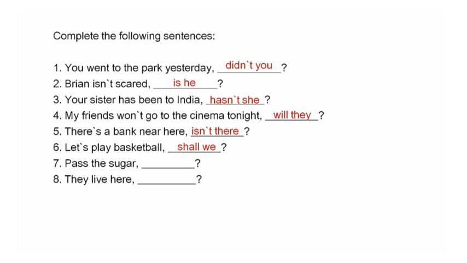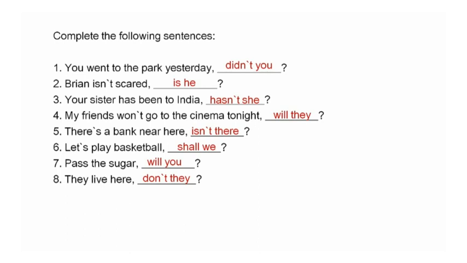Number 7, pass the sugar. Try to guess the correct question tag here. And the correct answer here is will you. And the last example in this exercise, they live here. What do you think is the correct answer for this sentence? The correct answer is don't they.